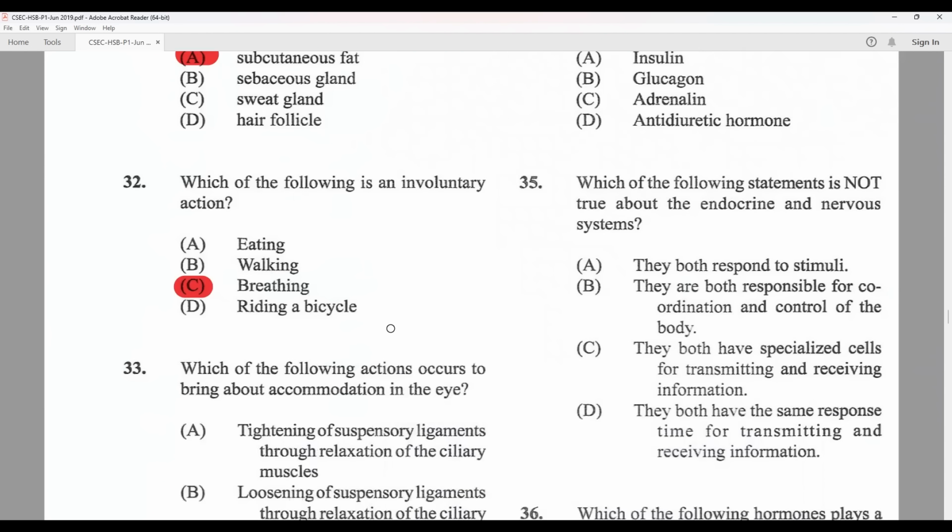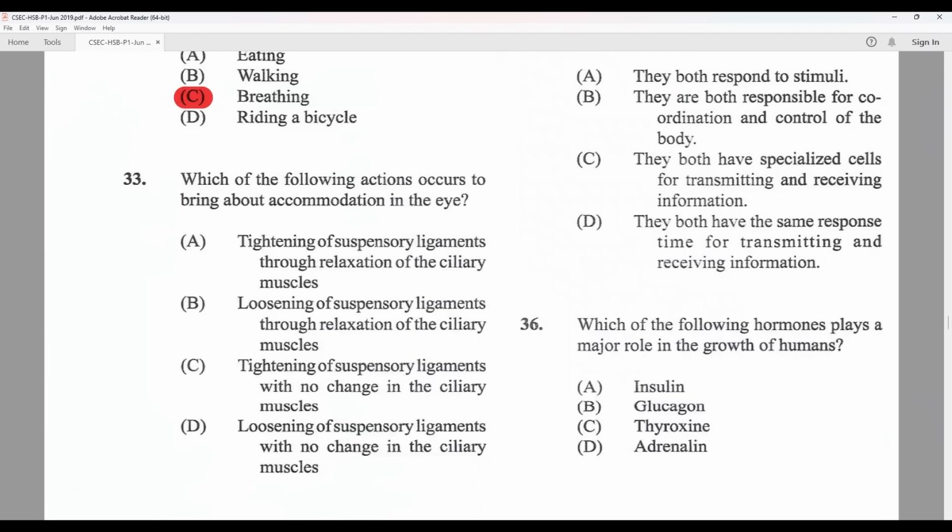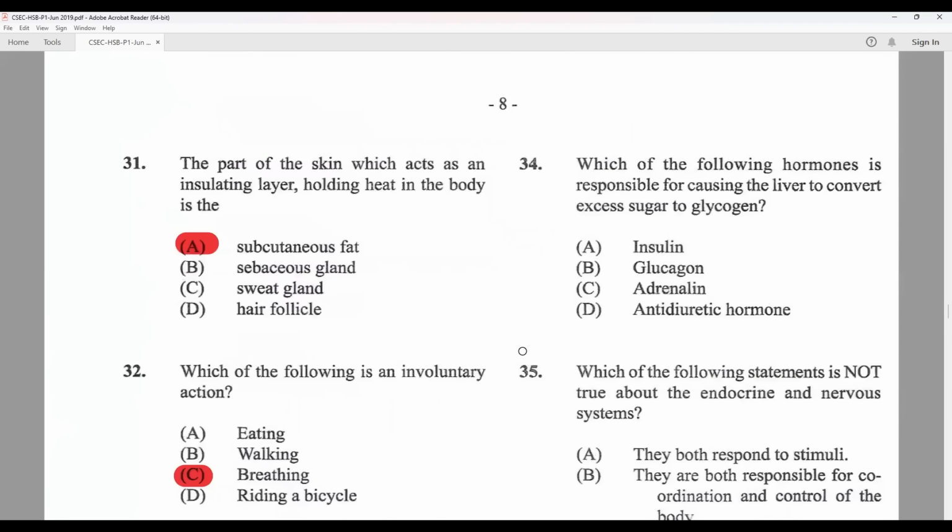Question 33. Which of the following actions occurs to bring about accommodation in the eye? We know accommodation is a change so that you could see things at different distances. And you are encouraged to read all the answers and pick the one that is best. And we are telling you this one is the answer A. 34. Which of the following hormones is responsible for causing the liver to convert excess sugar to glycogen? And that's a pancreatic hormone, which is insulin.